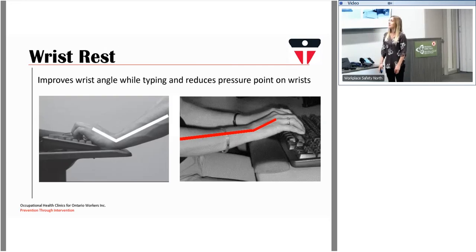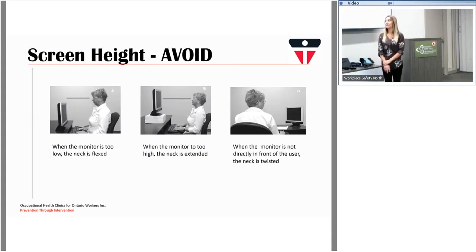We also want you to have a wrist rest. This just provides a little bit more support for the wrist. You can see in the first example here on the left, there's an angle on the wrist, and we always want a nice straight line on the wrist. So providing that wrist rest improves that. It reduces awkward postures.